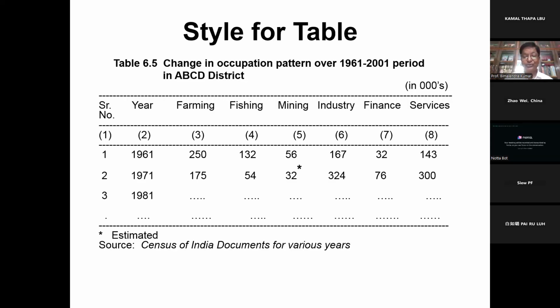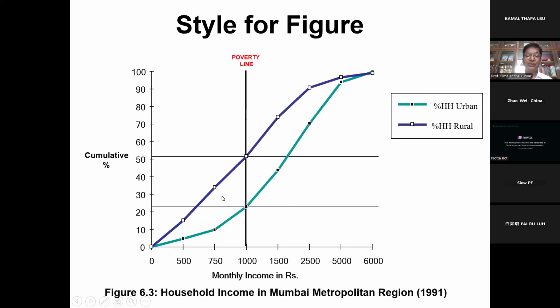We can make analysis of that. So in that way, we can do like this. There is a style of our figure also, how the figure can be given. Suppose there is a household income in Mumbai metropolitan region, how the figures can be. There are some of the diagrams. These are helpful in giving under the quantitative method.